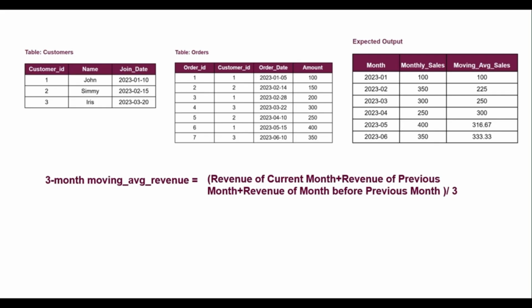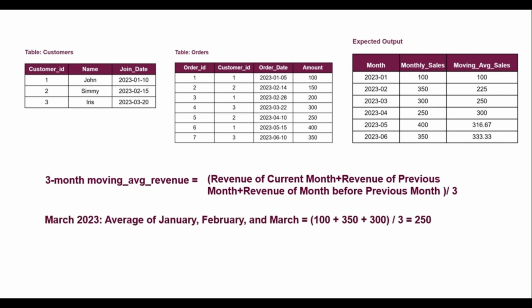So let's calculate starting from March. Since the moving average should start calculating once 3 months of data are available, and here the 3 months of data is available starting from March. So for March of 2023, moving average sales will be calculated as the average of January, February and March, which will come out to be 100 plus 350 plus 300 divided by 3, and it will be around 250.